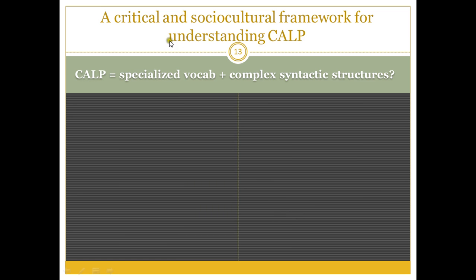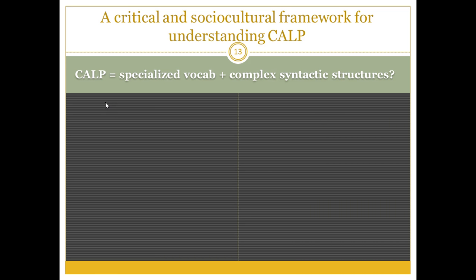So now I'd like to present my critical and sociocultural framework for understanding CALP. We want to ask ourselves, is CALP just specialized language plus complex syntactic structures? The reason I ask this is because a lot of research in the last 30 years has been done about CALP, and generally researchers tend to try to quantify this or operationalize it so they can study it. When Cummins originally developed this idea, it was largely descriptive, and he did not really quantify what CALP was.